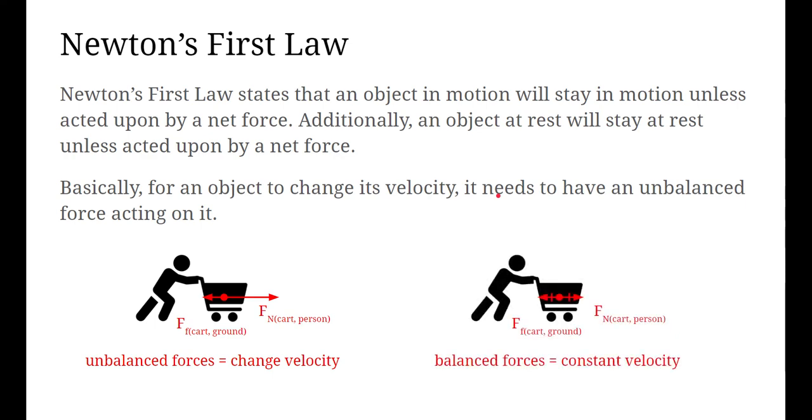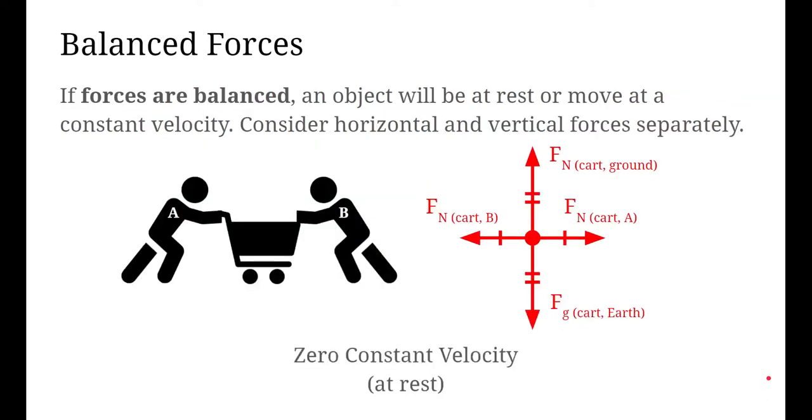The opposite case is if the forces acting on something are balanced, like shown in this picture, then the object will stay at a constant velocity. And this means that if it's moving, it'll continue moving at the same velocity, or if it's at rest, it'll continue being at rest.